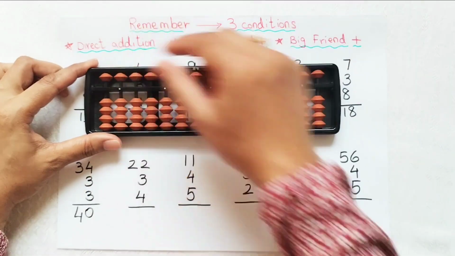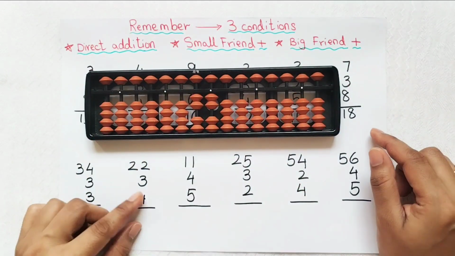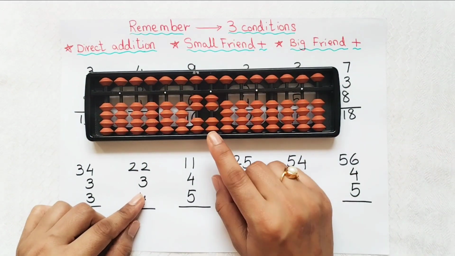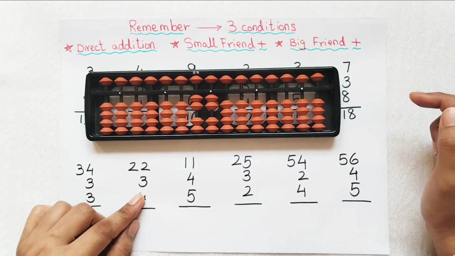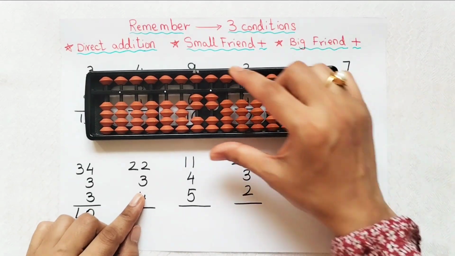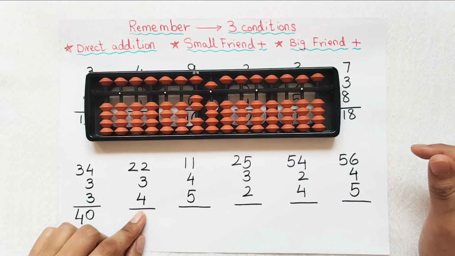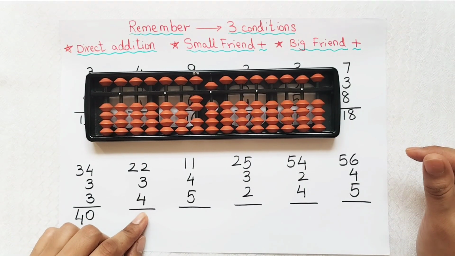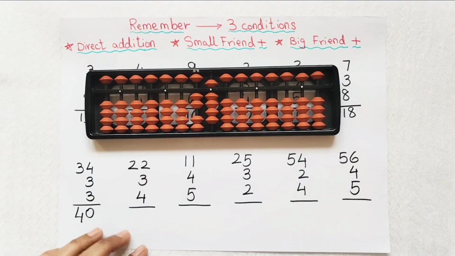Next one. 22 plus 3 plus 4. 22 plus 3. Now direct addition not possible. Small friend? Yes, I can go with small friend. So it is plus 5 less 2. And plus 4. Can I do it directly? Yes, I can. So my answer is 29.